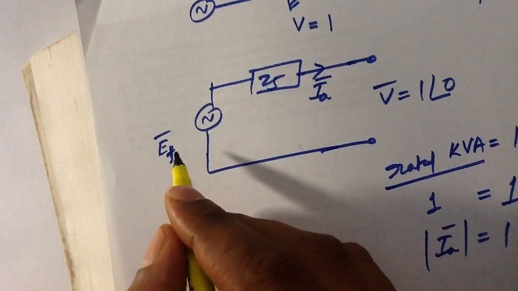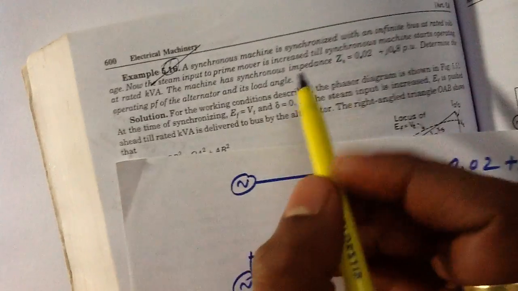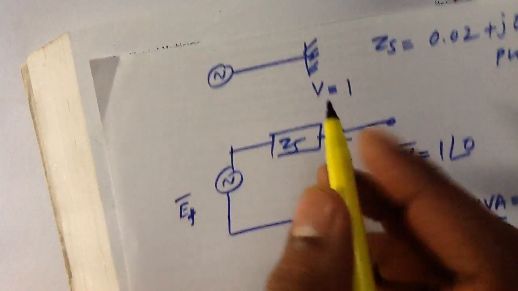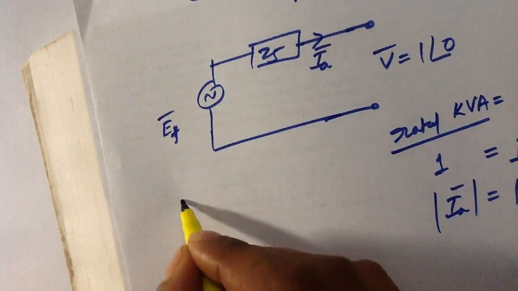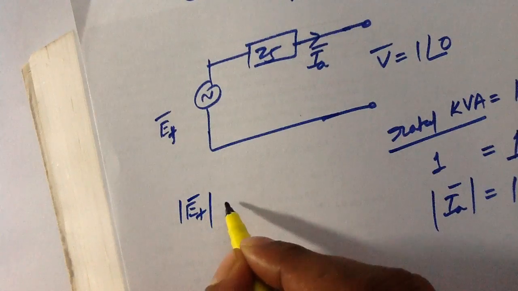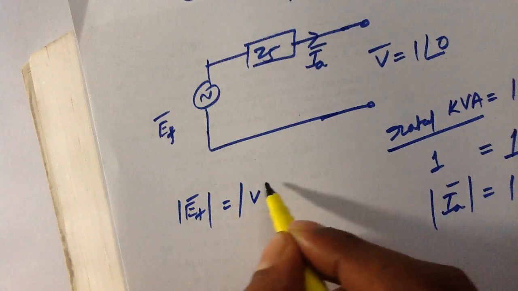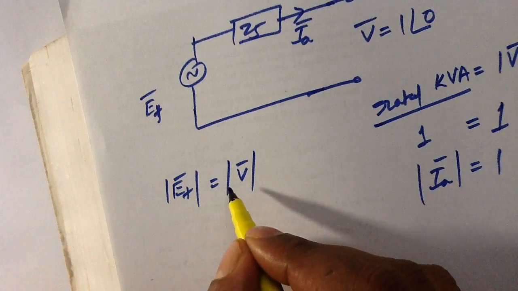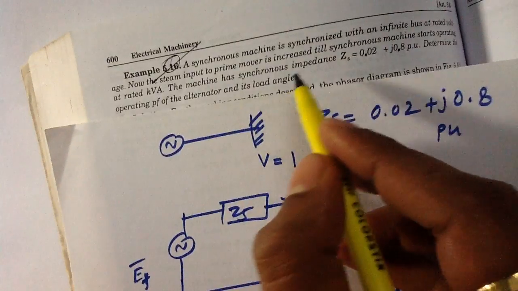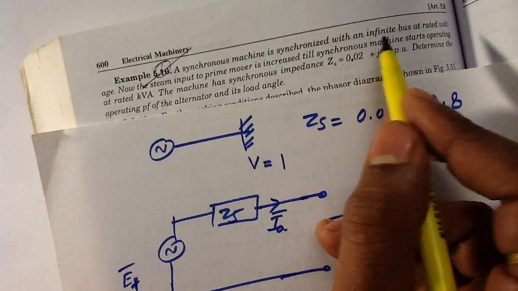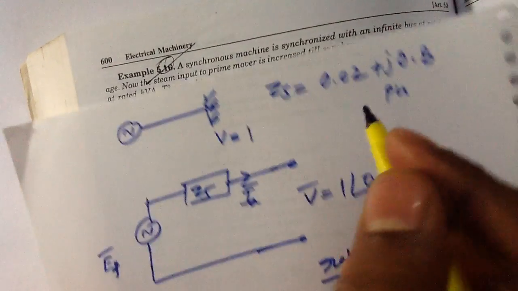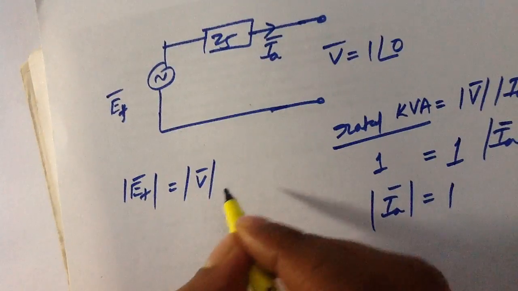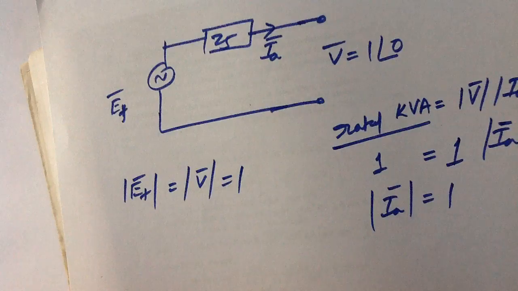This internal EMF, it is written that the machine is synchronized with an infinite bus. The meaning of synchronization is that the magnitude of the internal EMF and the magnitude of the terminal voltage will be the same. It is given that the machine is synchronized with an infinite bus at rated voltage. Rated voltage means the magnitude of the terminal voltage is 1, so it will be 1.